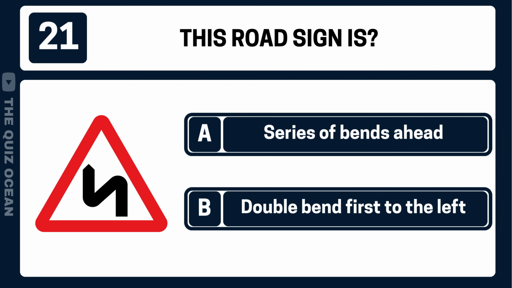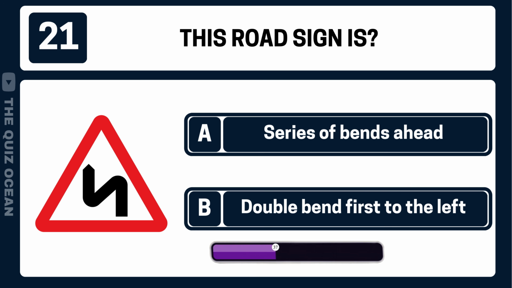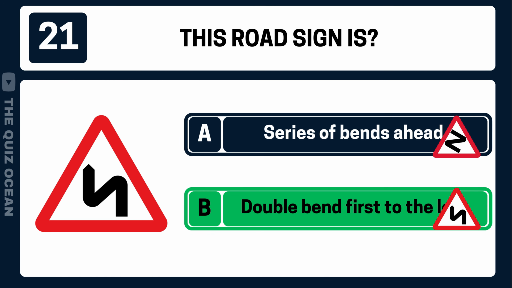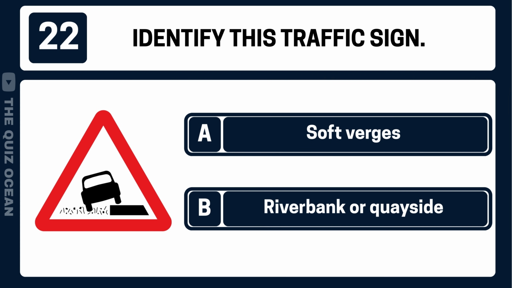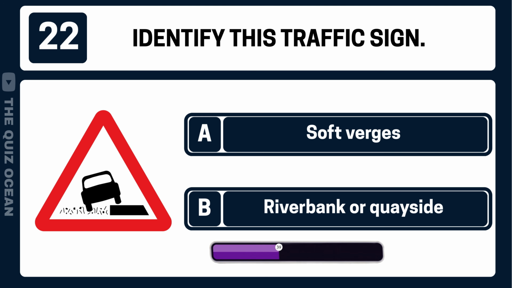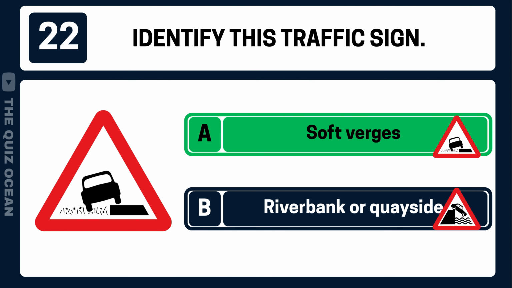This road sign is A. Series of bends ahead. B. Double bend, first to the left. Nicely done. This is the double bend, first to the left sign. Identify this traffic sign. A. Soft verges. B. Riverbank or quayside. Correct. That is the soft verges sign.